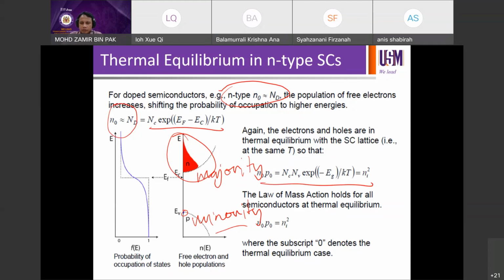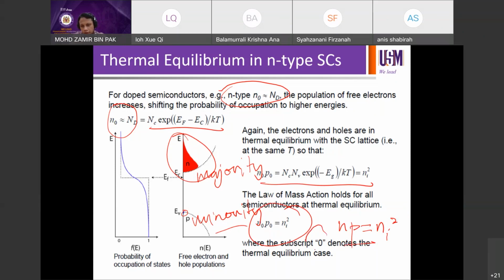The law of mass action holds for all semiconductors at thermal equilibrium. Same equation, np equals ni squared. It's more of a revision, more or less, because we've learned this one a lot already. Where the subscript naught denotes the thermal equilibrium case.